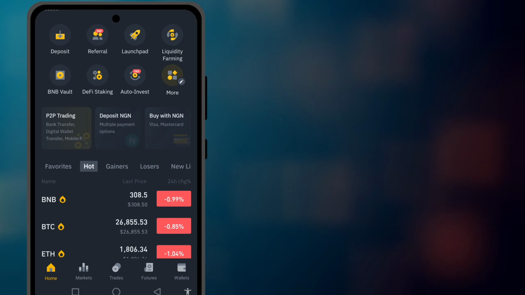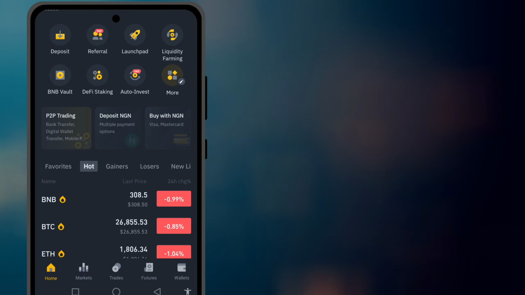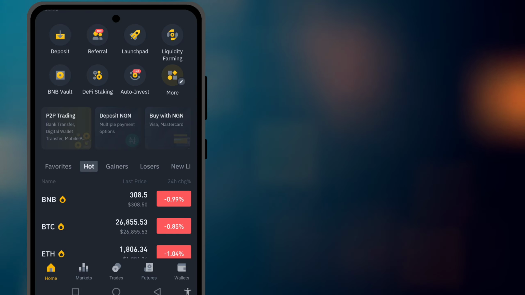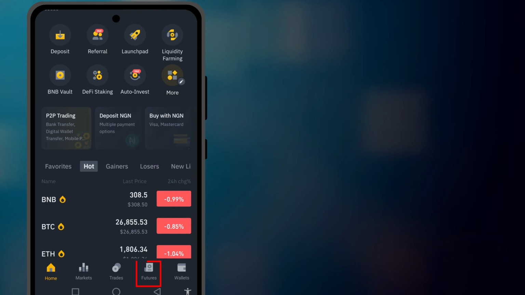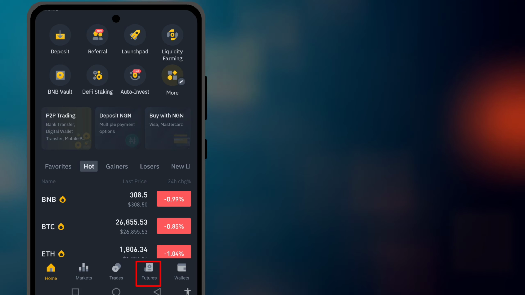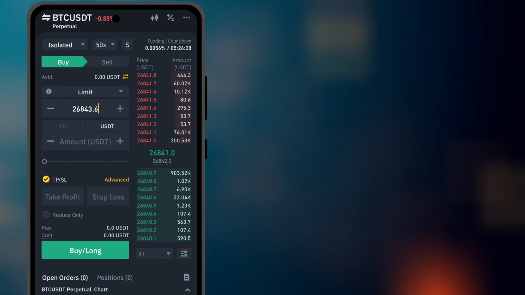So from this homepage, our focus is the Binance futures. And when you look below, which is the navigation tab, you'll be able to see your home, market, trades, and futures, and also your wallet at the extreme. So when you click on futures, it will take you to the futures market. So this is just the basic interface for the Binance futures market.